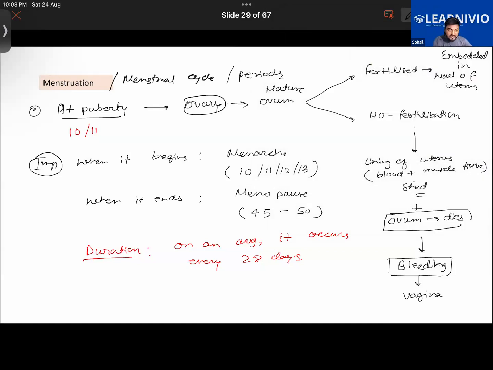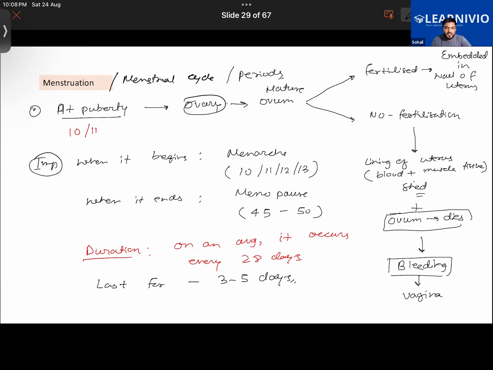This is also called periods. It will occur every 28 to 29 days, and it will last for usually 3 to 5 days. The main reason why it is happening is that the egg that is released is not fertilized. So hope this much is clear.